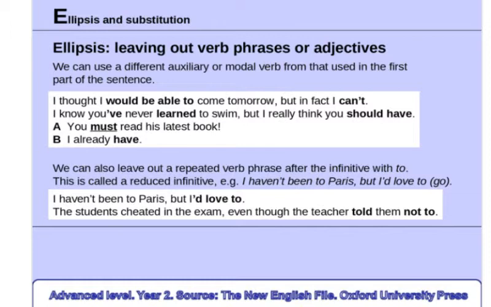We can also leave out a repeated verb phrase after an infinitive with to. This is called a reduced infinitive. Example: I haven't been to Paris, but I would love to go. I haven't been to Paris, but I would love to. The students cheated in the exam, even though the teacher told them not to.